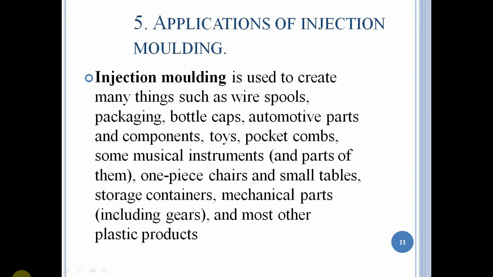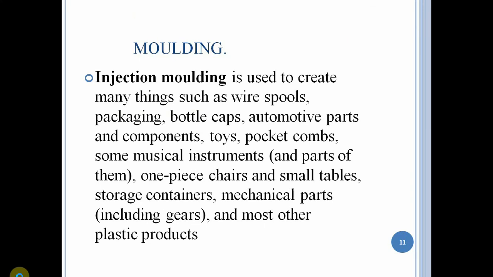Now the applications of injection molding. Injection molding is used to create many things such as wire spools, packaging, bottle caps, automotive parts and components, toys, pocket combs, some musical instruments and parts of them, one-piece chairs and small tables, storage containers, mechanical parts including gears, and most other plastic products.